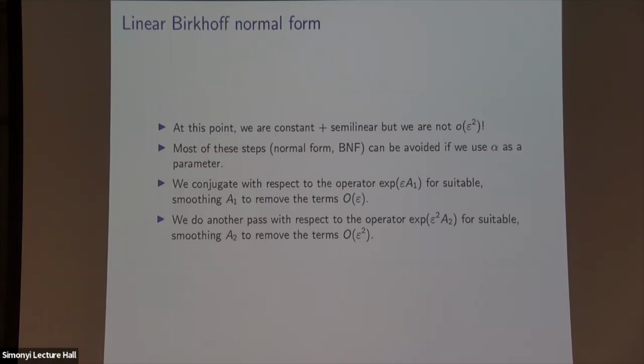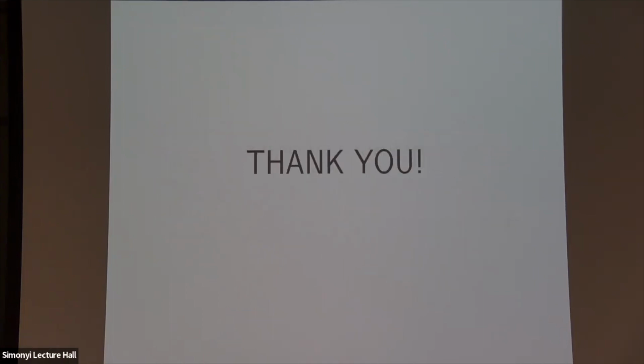But we create things that are big O of epsilon squared. So we have to do another pass with respect to a different operator, another A2, to remove these terms which are big O of epsilon squared. And then, okay, after doing all that, the whole thing goes through. We can do the Nash-Moser, we can apply KAM theory and construct this Cantor set of good frequencies or good amplitudes where we can find the non-trivial embedding of the torus. So let me stop here.